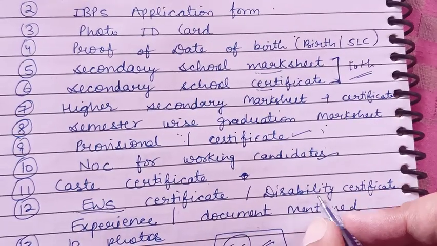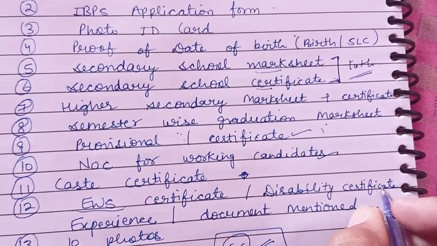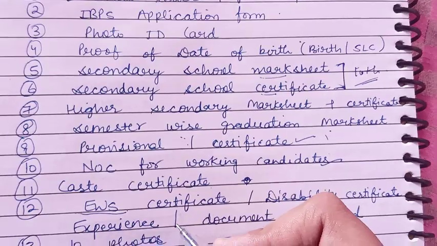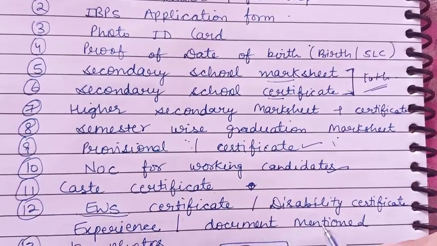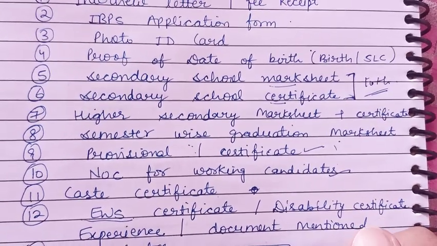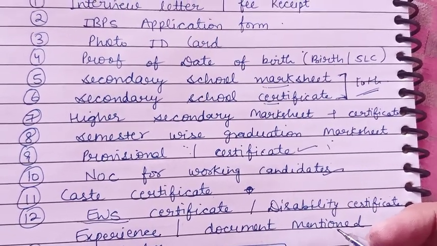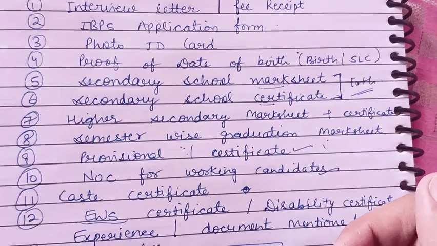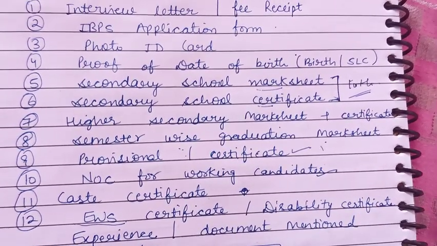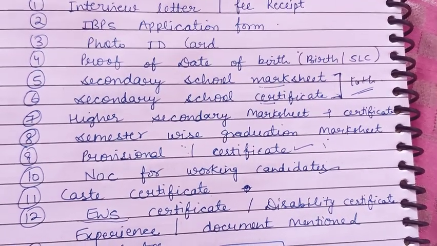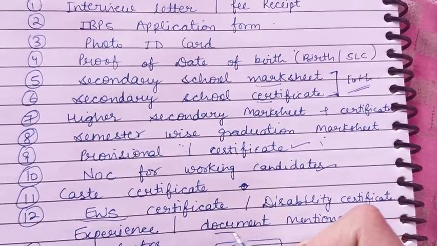Then if you are a disabled candidate, then you should have your disability certificate. And if you have any experience, then you should have the experience certificate and other documents mentioned. Like if you have mentioned that you have done a diploma in computer in the IBPS form, they ask. So if you have clicked yes, then you should have that document.